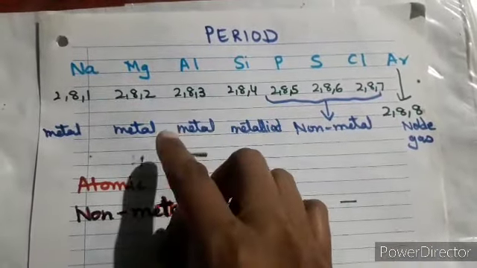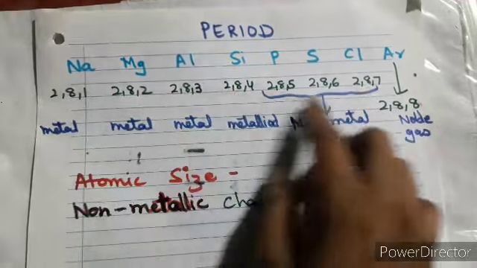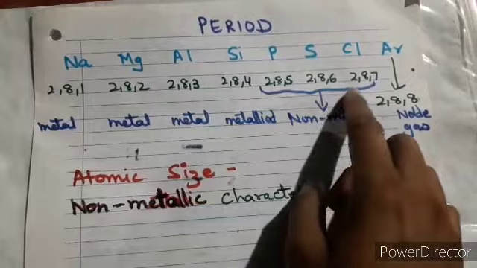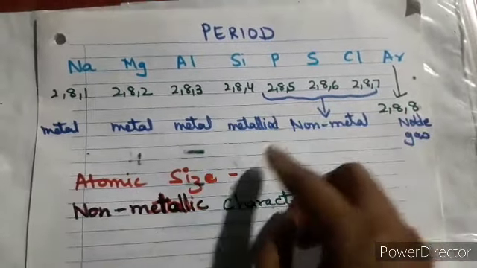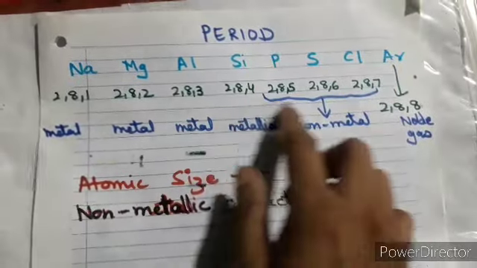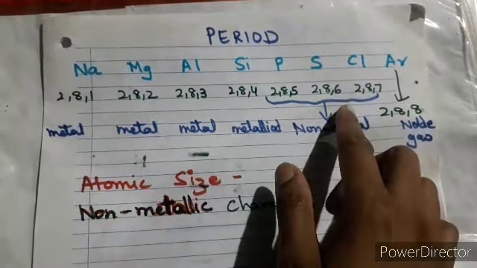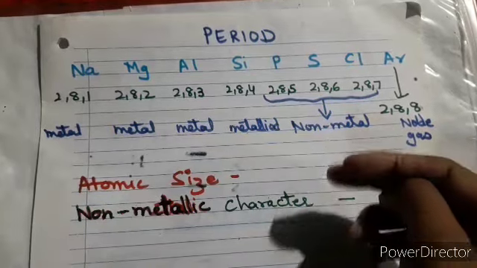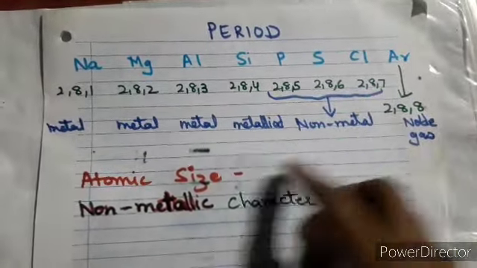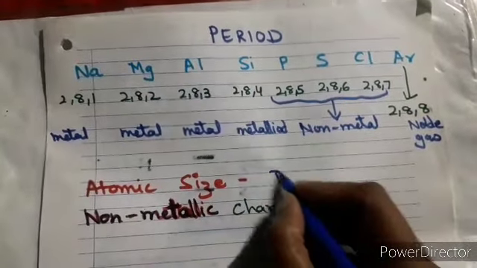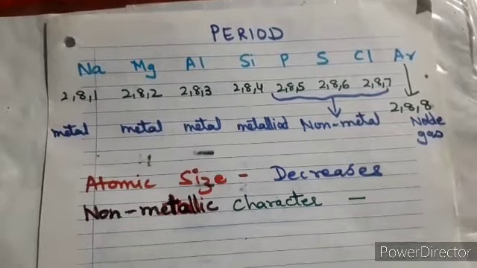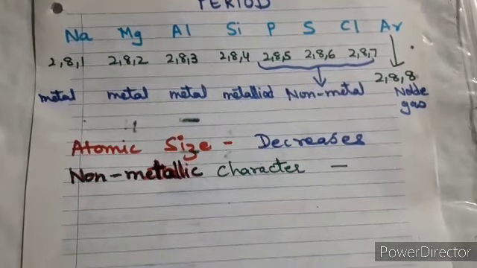So this way we can judge that when you move in a period, the atomic size decreases. In terms of the number of shells, it is the same, so atomic size is not increasing. And with more nuclear charge, atomic size will decrease. So in both cases you get the concept of atomic size decreasing. That's why we can say that in a period atomic size always decreases. This is our previous topic, why it is decreasing.